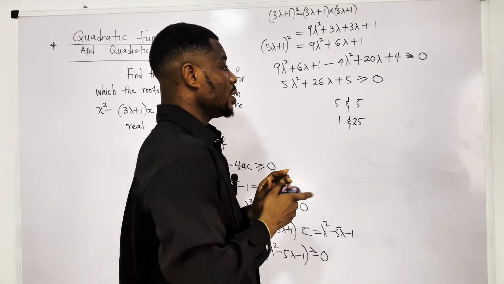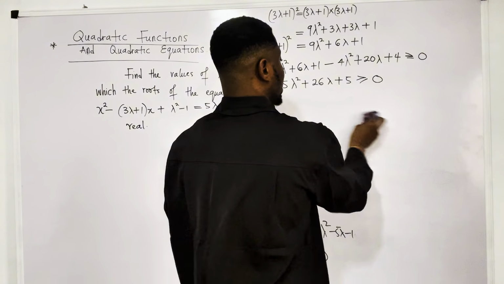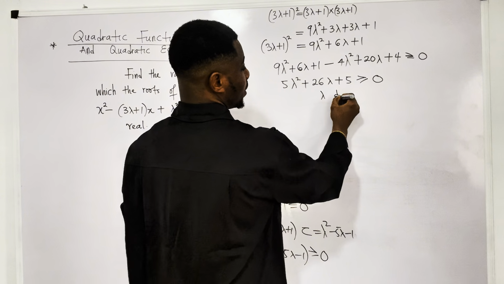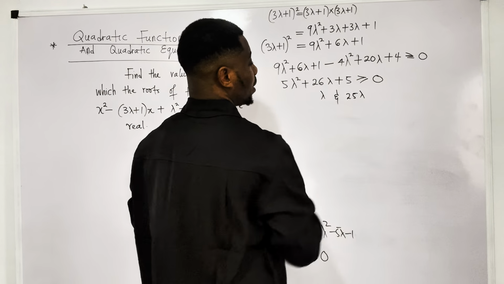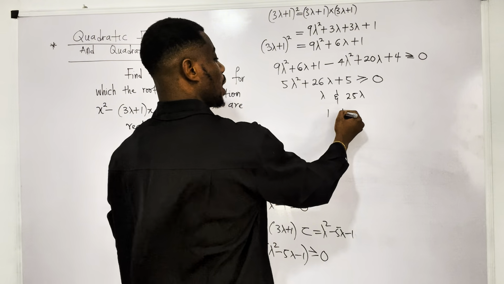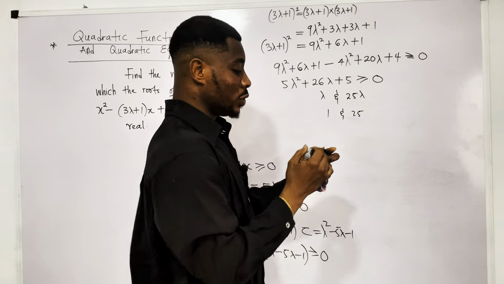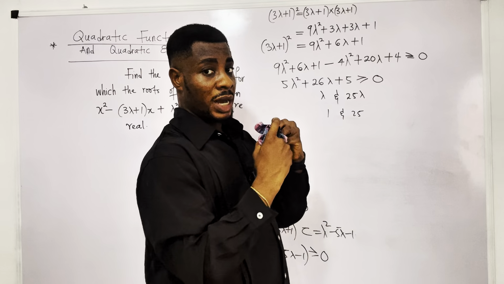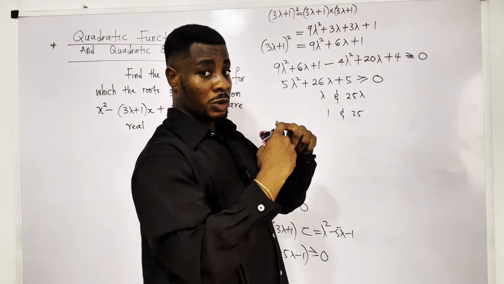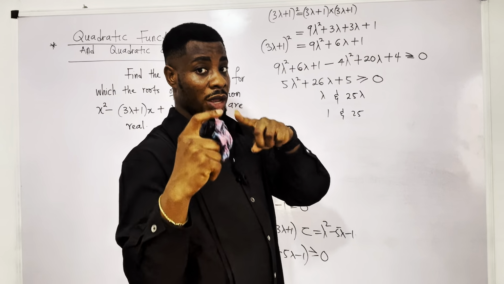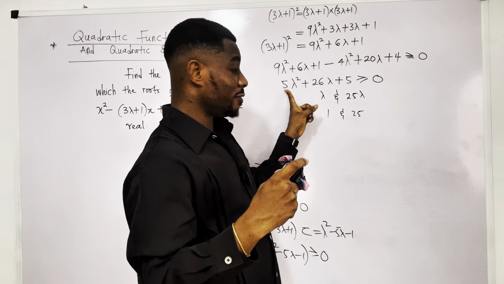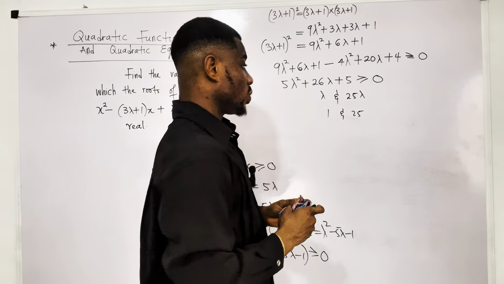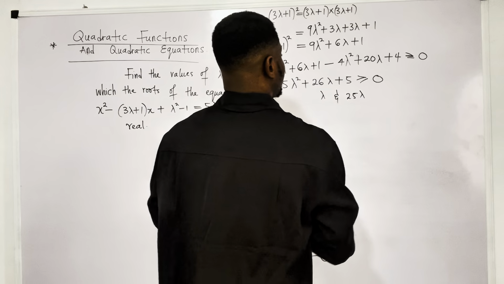So it means the factors that are going to attach here become lambda and 25 lambda, like saying 1 and 25. We were able to choose these because they satisfy our condition. When we add them, we get 26, and when we multiply them, we get the result we have when we multiply 5 and 5, which is 25. So our factors are 1 and 25.